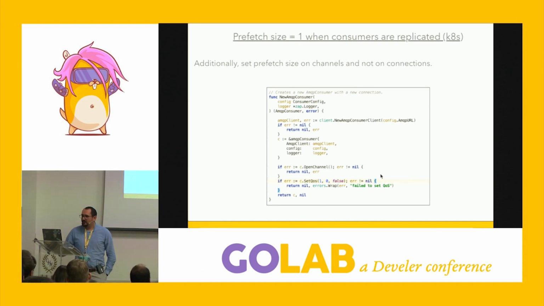In a replicated environment, I do recommend to use 1, 0, false, because 1 means that the server will send one message to the first available consumer, and then will send the next one to the next available consumer. So basically, you can achieve a round-robin message sending in this way. And the 0 in this case controls the amount of bytes that you can have there. It's not really important in this case because you're just concerned about messages. So we use 1. And false controls whether this setting, the QoS, which is an acronym for quality of service, is global or not.